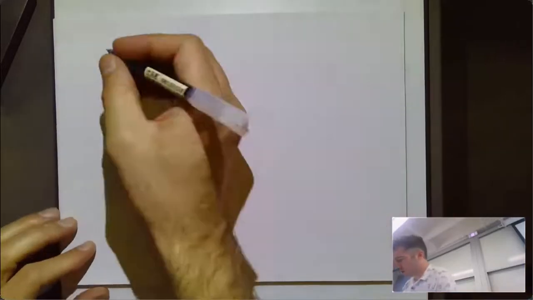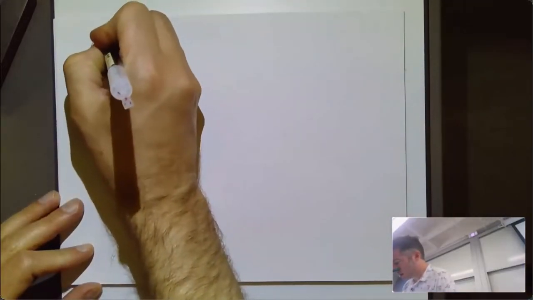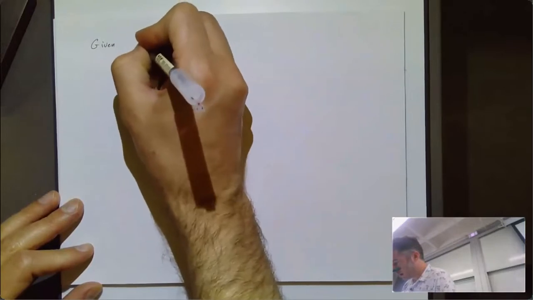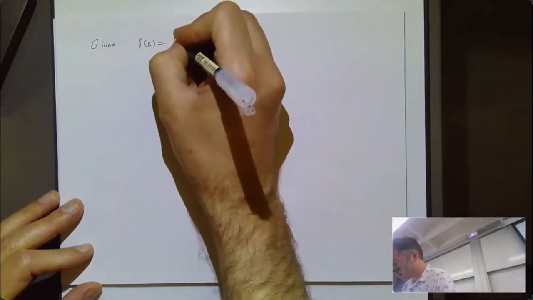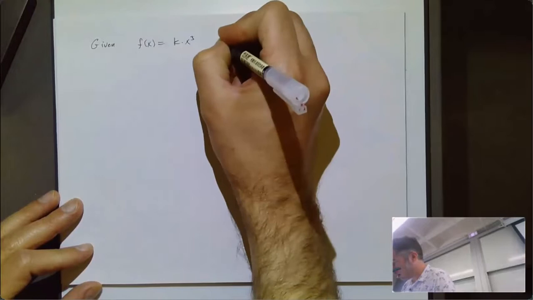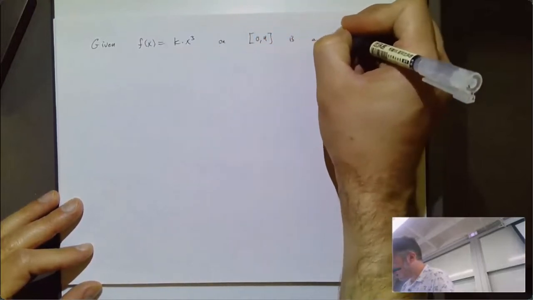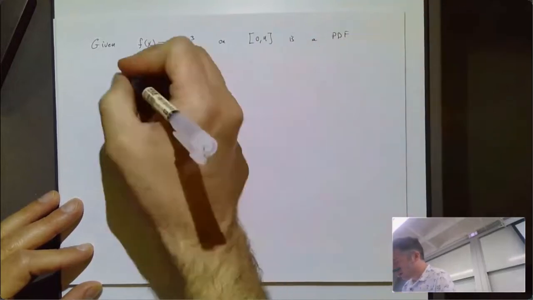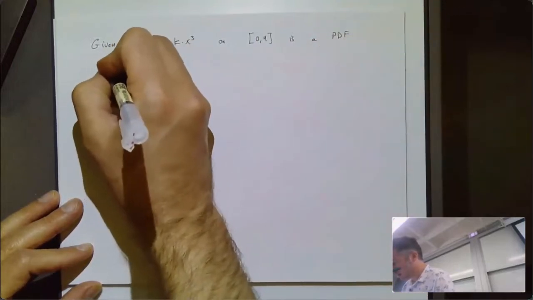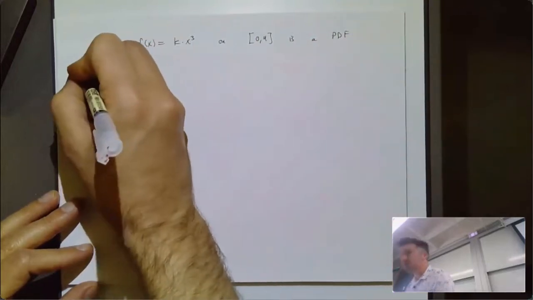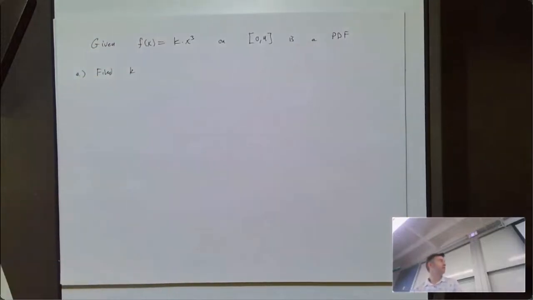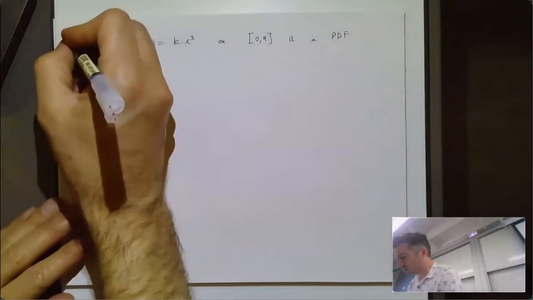Let's say we're given f of x equal to k times x cubed on the interval from 0 to 4 is a probability density function. We want to find k. Pretty standard type of question.